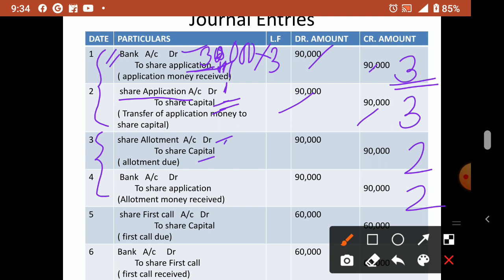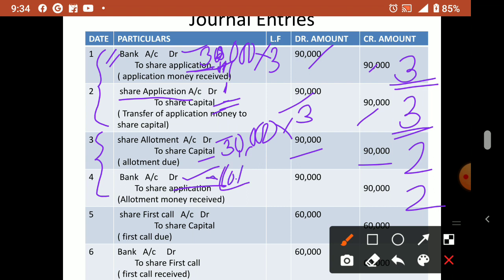Now the company will calculate: 30,000 shares into allotment money 3. So 30,000 into 3, 90,000, 90,000. That means now we will be receiving 90,000. We have to get 90,000, so we have put 90,000 down. How much we will actually get, we will come to know when money is actually received from the shareholders. So at that time, when we actually receive money from the shareholders, what do we write? Bank account debtor to share. Sorry, here also allotment. Bank account debtor to share allotment.